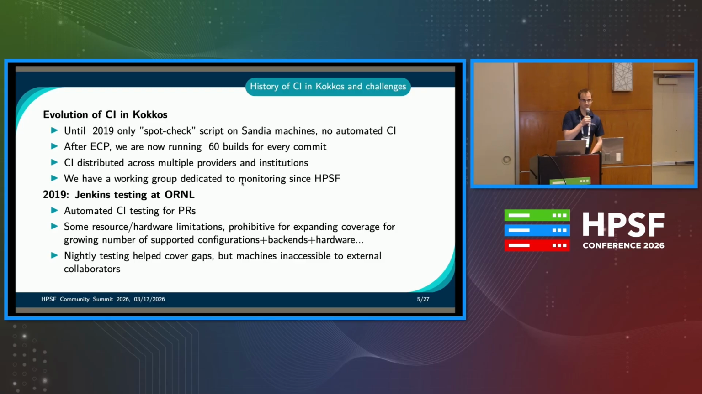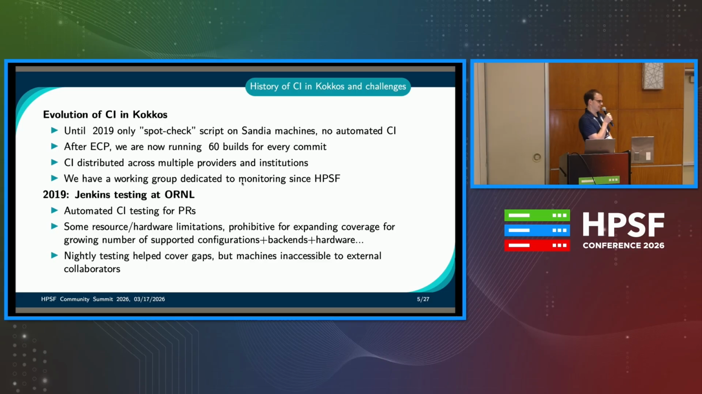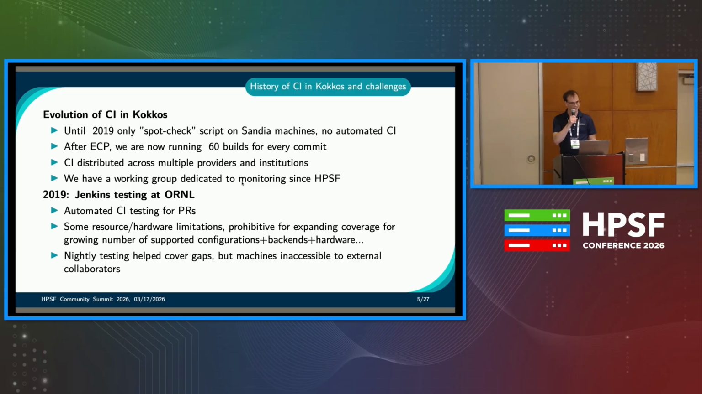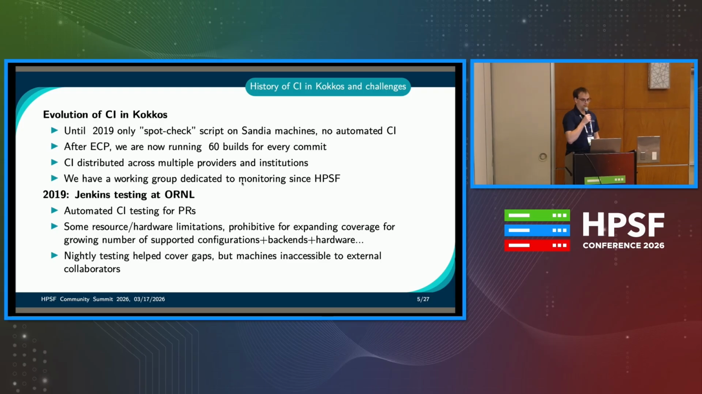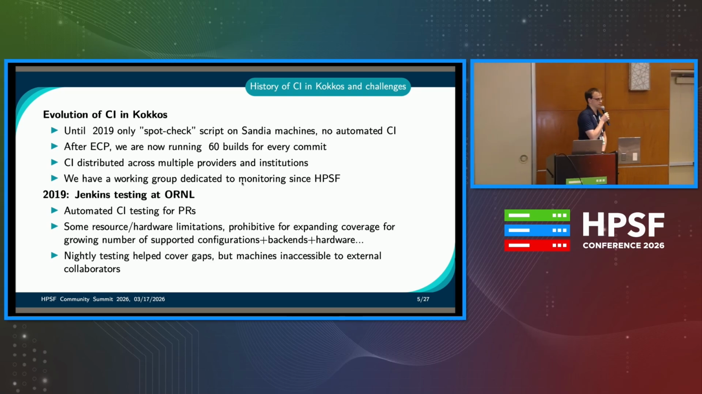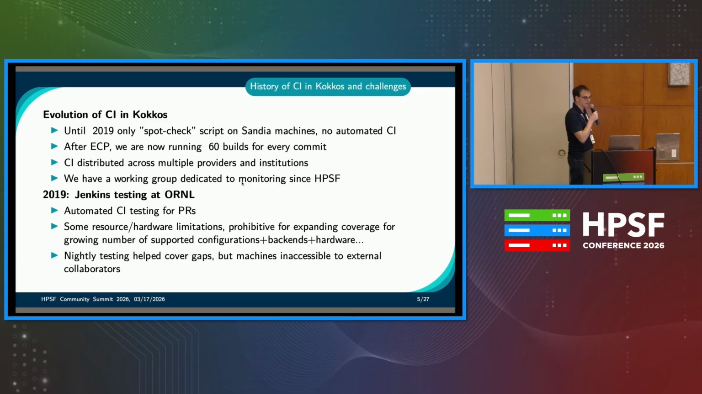From the evolution point of view, up to 2019 we didn't really have much in CI. There was a kind of spot check going on coming from Trilinos, so we had some people running stuff. But then after ECP, we really ramped up, and HPSF helped a bunch with that, so that we are now running around 60 builds for every commit, distributed across multiple providers and institutions, and we also have a working group for that.